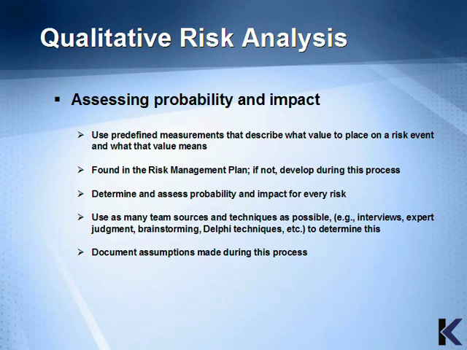In this section, we'll continue the discussion of assessing probability and impact. In performing this analysis, the project manager would use predefined measurements that describe what value to place on a risk event and what that value means. It's found in the risk management plan, and if not, it's developed during this process. The project manager determines and assesses the probability and impact for every risk, and uses as many team sources and techniques as possible to determine this. This would include interviews, expert judgment, brainstorming, Delphi techniques, etc. And the last step is to document assumptions made during this process.